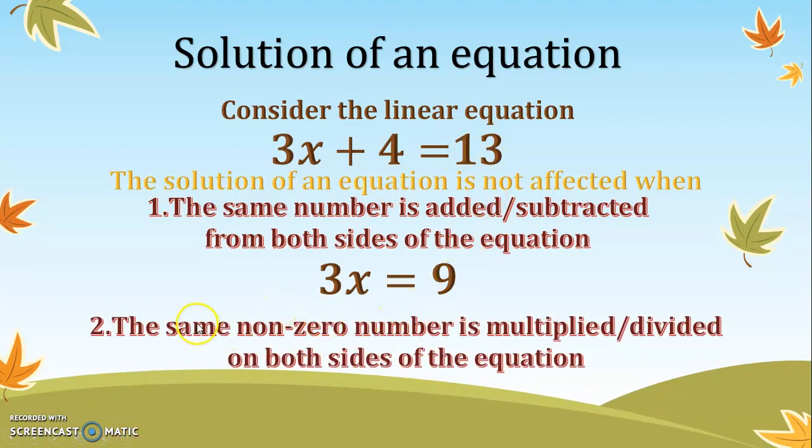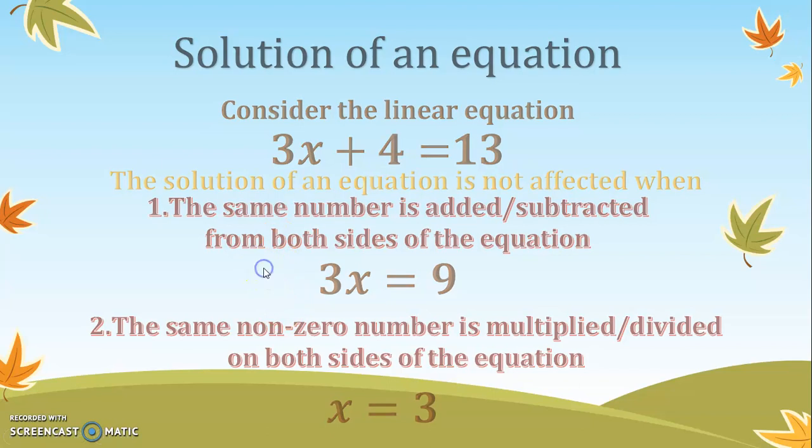Also, if we multiply or divide the same non-zero number on both sides of the equation, that also does not affect the solution of the equation. So I divide both sides of the equation by 3. 3 by 3 would be 1 and 9 by 3 would be 3. So x is equal to 3. And we can solve a linear equation using these two rules.